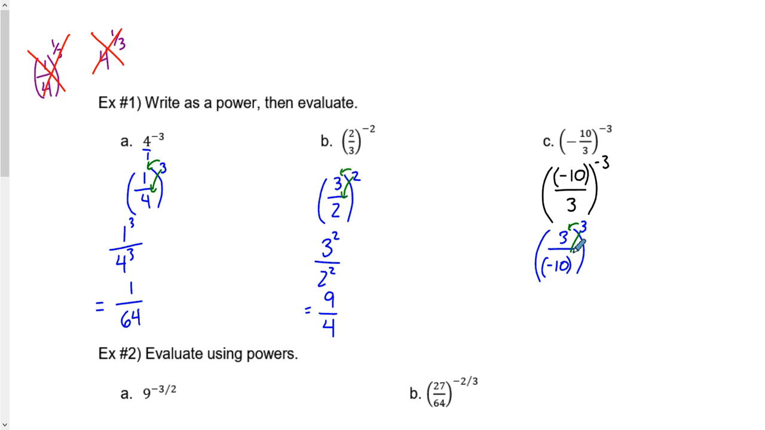I go further. 3 cubed, -10 cubed. And I go further. 3 cubed is 27. -10 cubed is negative 1,000.